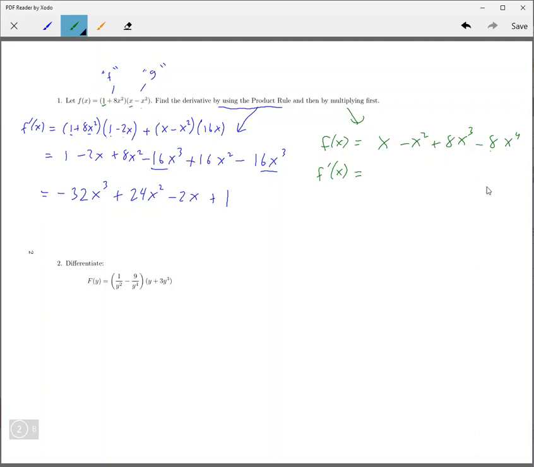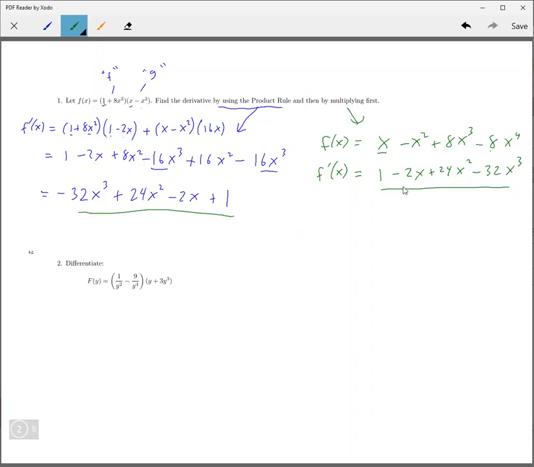Let's do it in order. The derivative of this is 1. The derivative of this is minus 2x. The derivative of this, you bring the 3 down, 3 times 8 is 24, and then this reduces by 1. The 4 comes down, 4 times 8 is 32, and 4 minus 1 is 3. So you get the same thing either way.